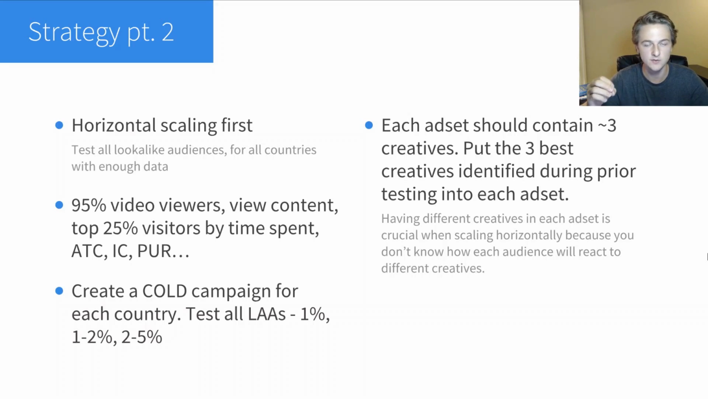Because if you just find your best creative, that creative isn't going to perform the best for all different audiences that you're testing, right? It might be the best for the audience that you ran the split test on, but when you take that creative and show it to different audiences, it might not react the same way. So I like to identify 3 good creatives, and I'll put those 3 creatives in each ad set when doing my tests.